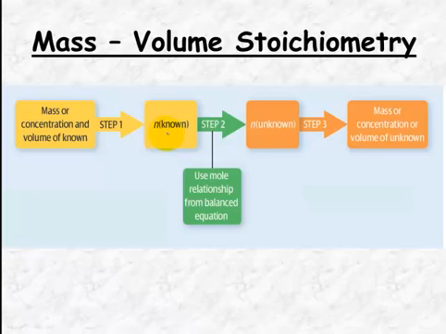Once you know the number of moles of the known, you use the mole ratio from your balanced equation to then work out the number of moles of the unknown, and using that you can work out mass, or you can work out concentration or volume of the unknown, depending on the information that you have. Let's look at an example.